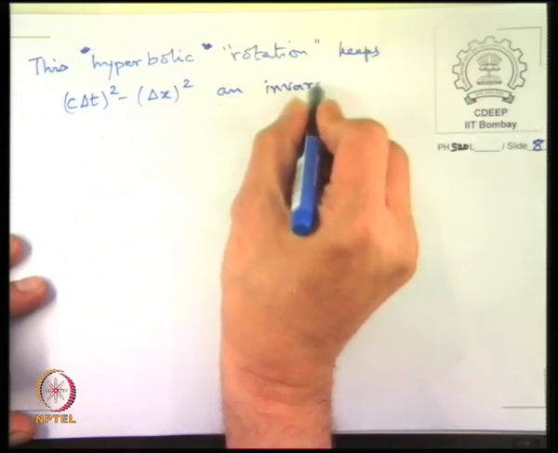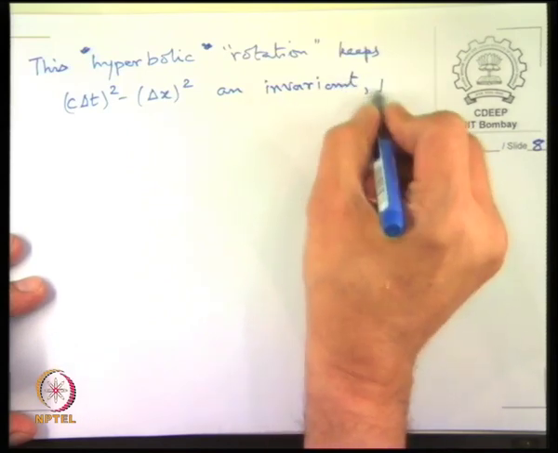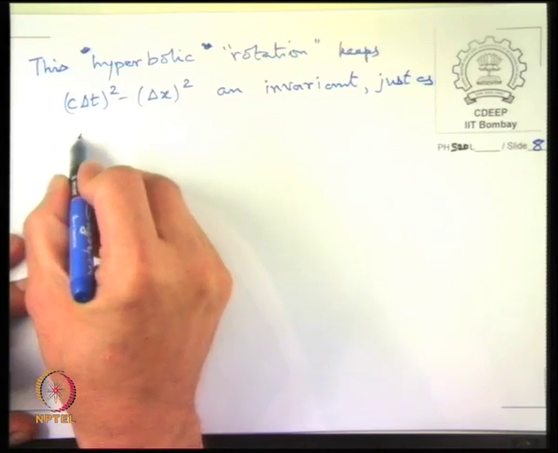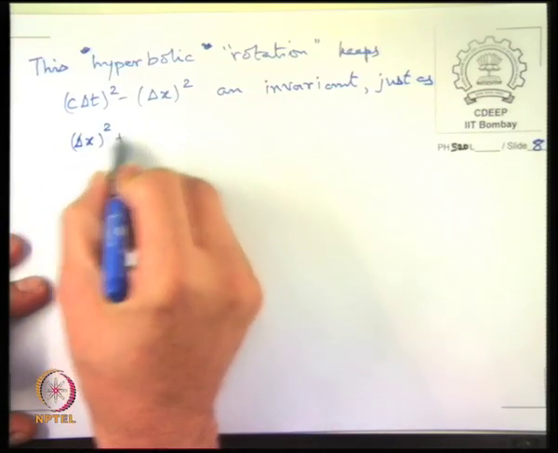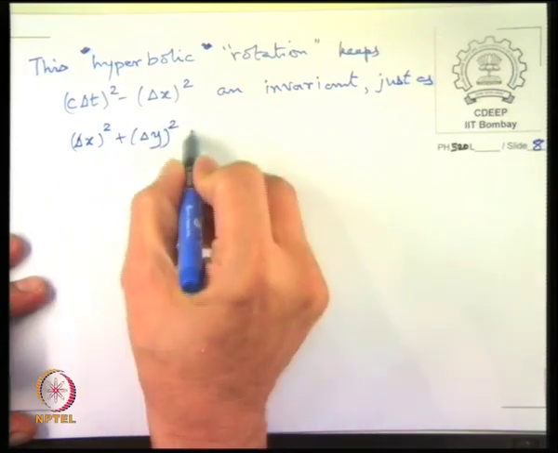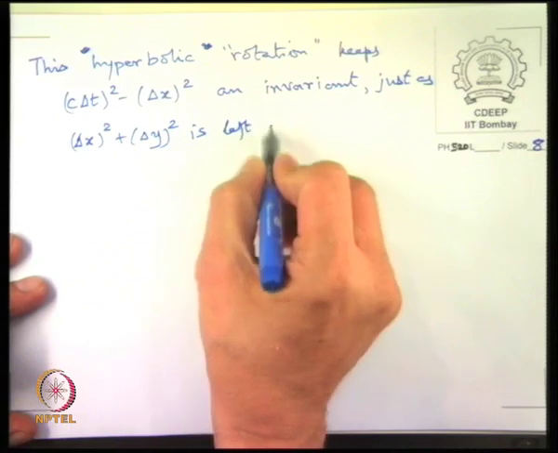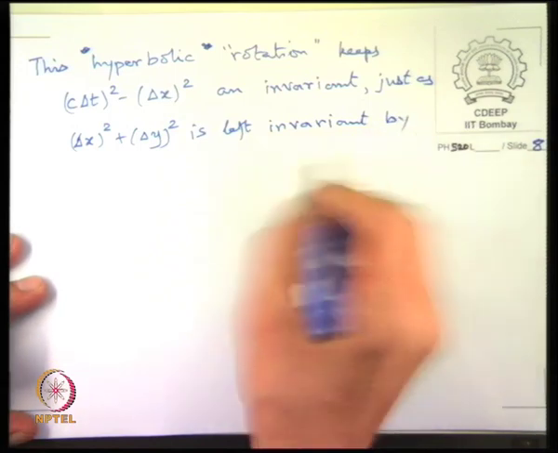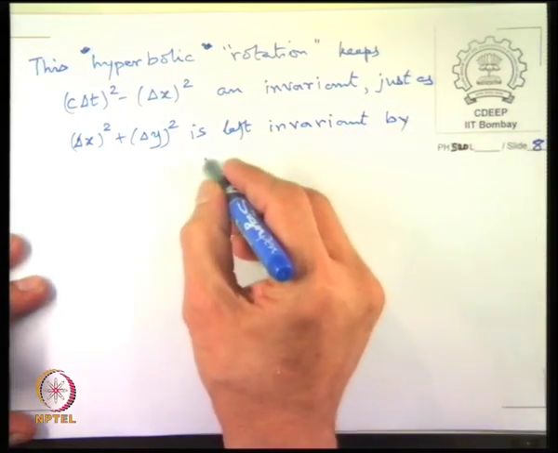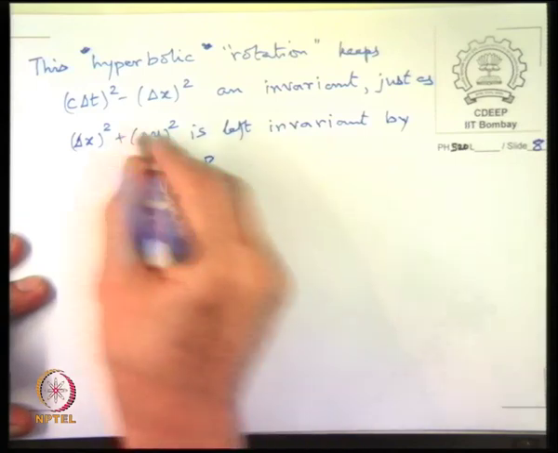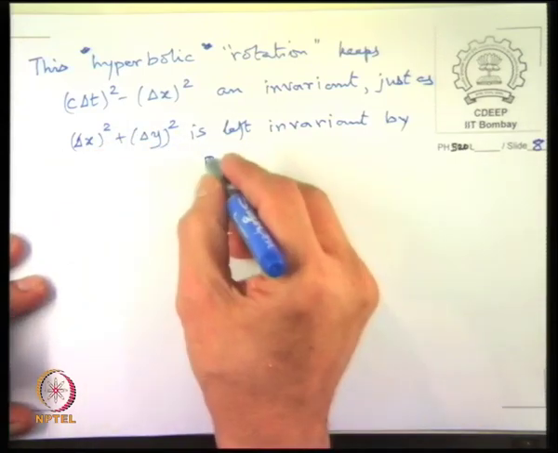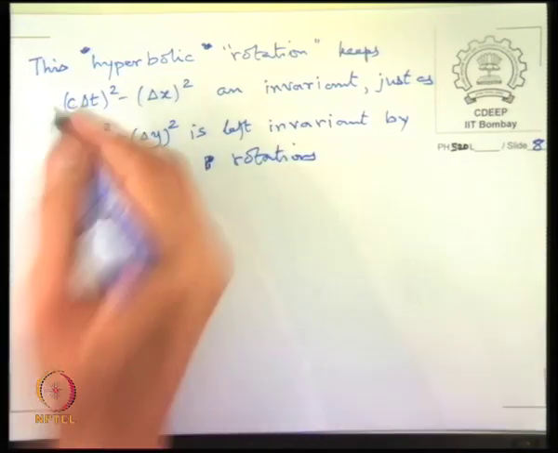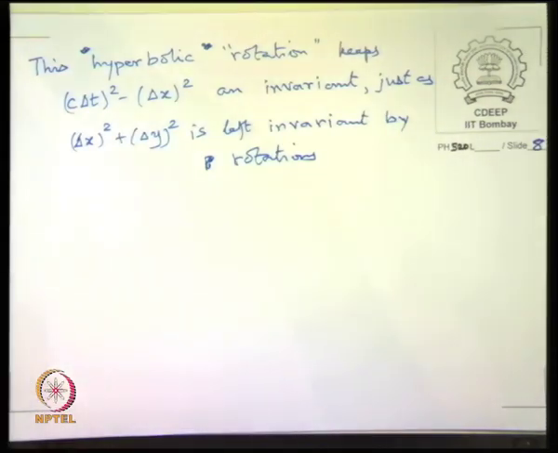just as delta x squared plus delta y squared is left invariant by Pythagorean rotations. Do we call them Pythagorean? Okay, this Pythagorean metric is preserved by rotations. So this is the Minkowski metric and this is called the Pythagorean metric. That is the only difference.